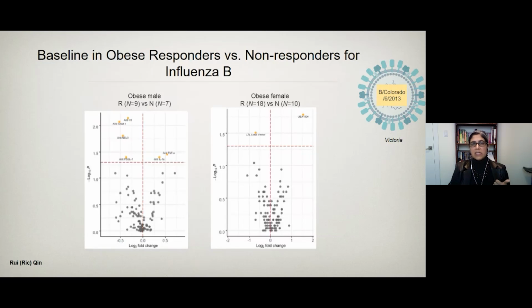And the baseline, so if we look at influenza B, again, we don't really see anything clear. We see some responses that may mean something, but there's no really clear signature in the obese responders versus non-responders for the influenza B strains. And this is very different from what we see in the influenza A strains. And this is true for both influenza B strains. I'm only showing you one for time. Next slide, please.